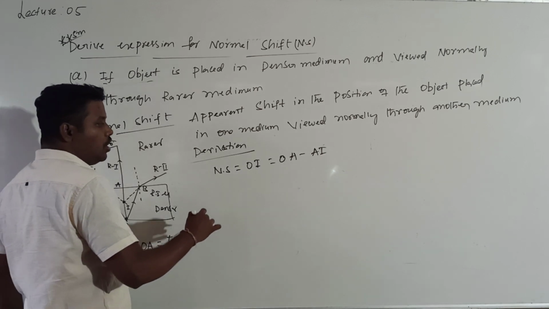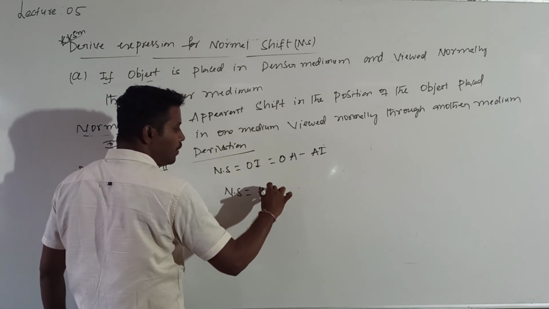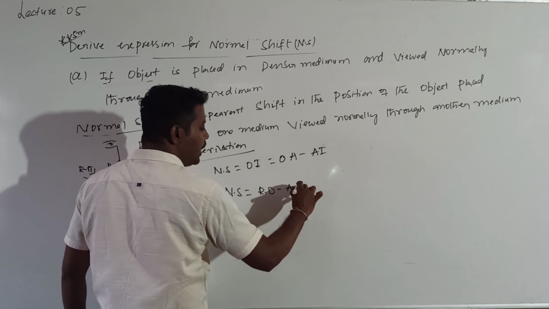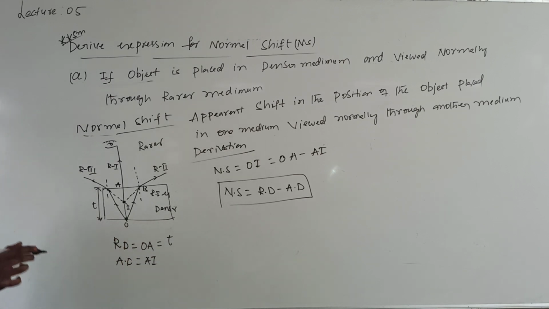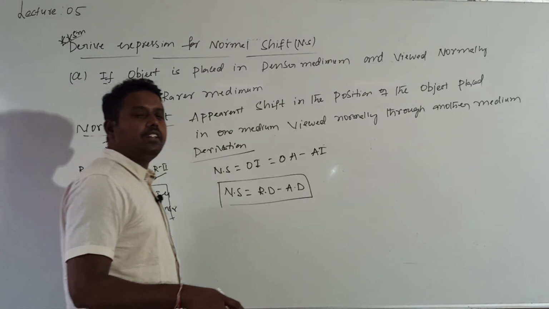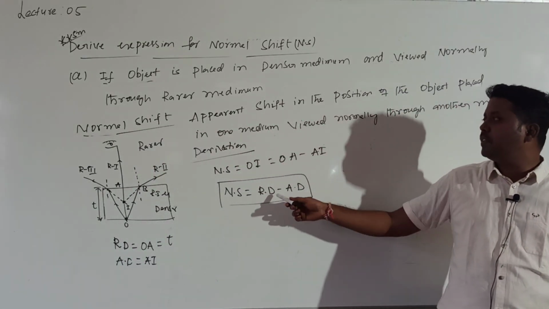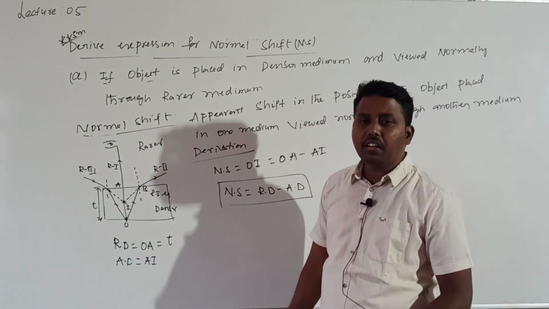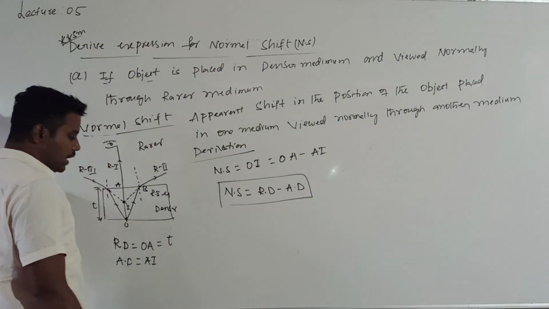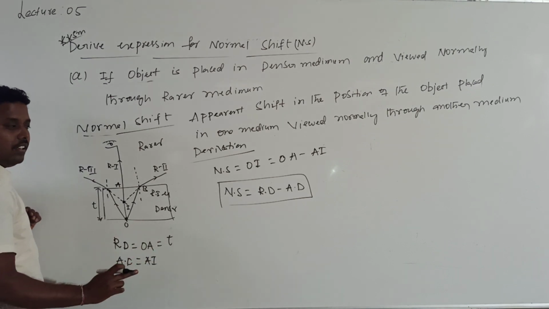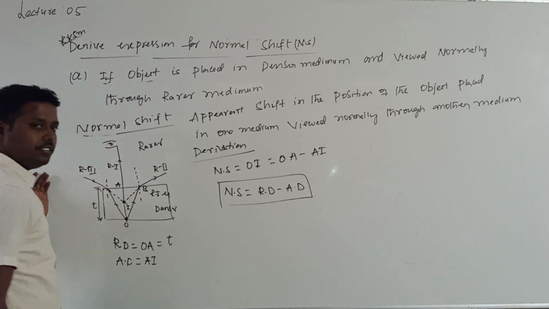So the normal shift is equal to OA, which is the real depth, minus AI, which is the apparent depth. When the object is placed in a denser medium and viewed normally through the rarer medium, the normal shift is equal to real depth minus apparent depth. The real depth is already t. I want to calculate the apparent depth, and if I substitute here, I will get the answer.